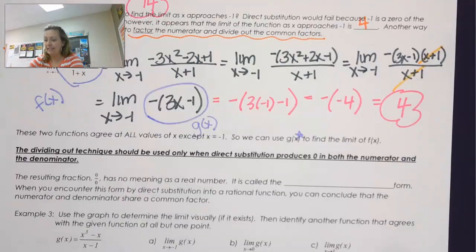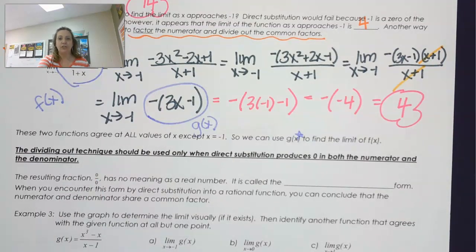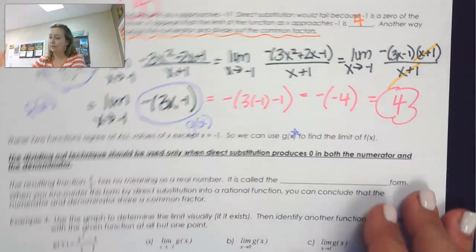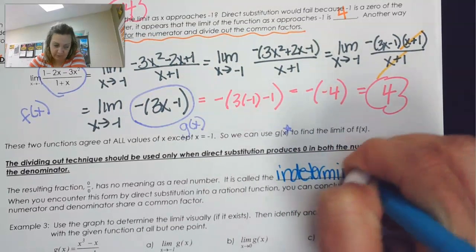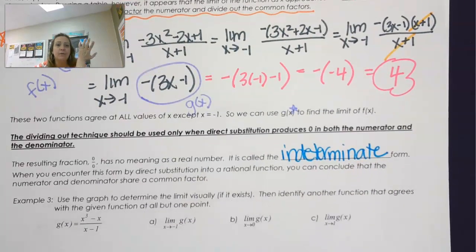One thing to keep in mind is that the dividing out technique should only be used when direct substitution produces 0 in both the numerator and denominator. So this resulting fraction, which is 0 over 0, has absolutely no meaning as a real number. This is called the indeterminate form. When you encounter this indeterminate form by direct substitution into a rational function, you can conclude that the numerator and denominator are going to share a factor.